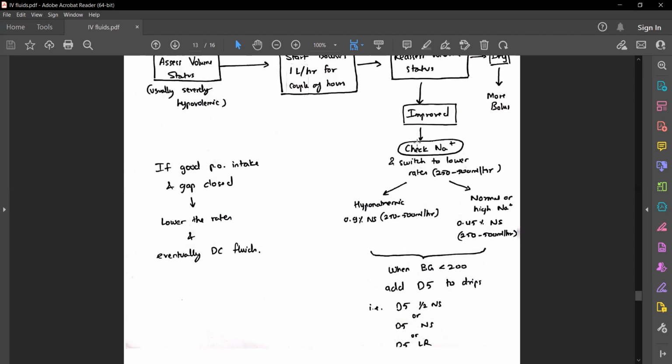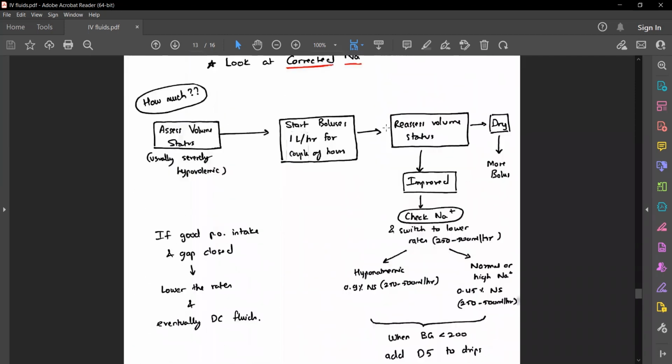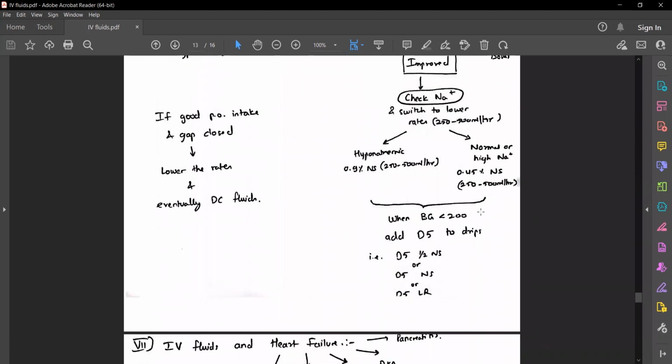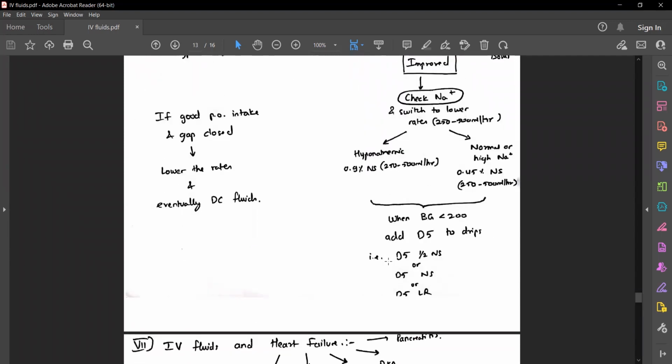And at the same time, you would have to keep an eye on the patient's blood glucose, because as I said, the three important modalities of management, one of them is insulin drip. If you started insulin drip in a patient with DKA, their blood glucose is going to start coming down. And once the blood glucose is less than 200, you would add D5 to the drips, whatever you're using. If you've adequately resuscitated them, and if you've switched to half normal, you would consider adding D5 half normal. If the patient is hyponatremic and you're still using normal saline in them, you would add D5 to normal saline or D5 to LR based on their blood glucose.